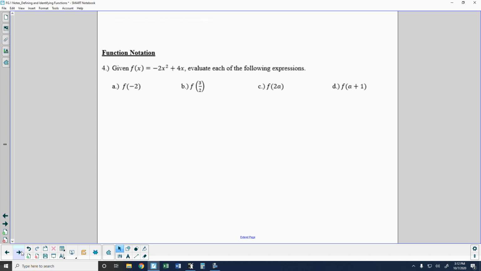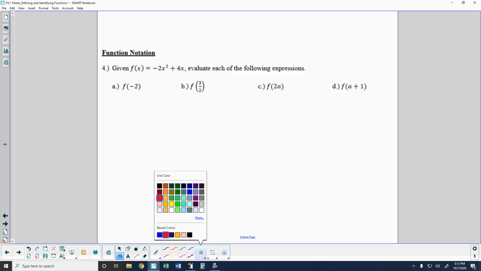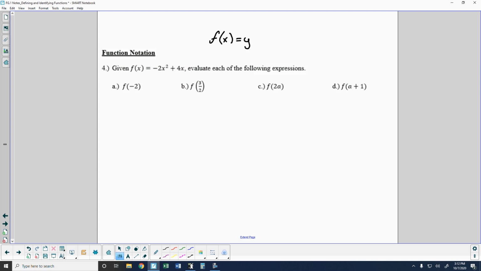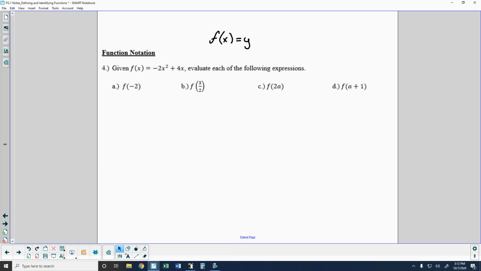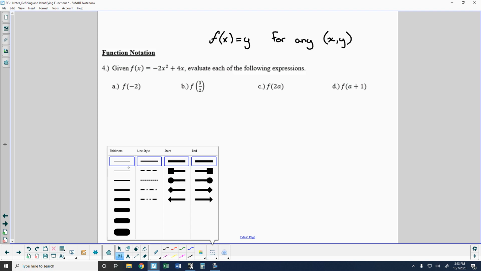Let's go ahead and look at problem number 4. Problem number 4 brings us into function notation, something that you may have seen a little bit of in Algebra 1, potentially a little bit in geometry, but we're going to see a lot of in Algebra 2, so we want to make sure we have function notation down. For example, if I have f of x equals y, what this means is that it's giving us any xy coordinate pair. The x is in the parentheses with the f, and the y is what it is equal to. This is true for any function of any kind.